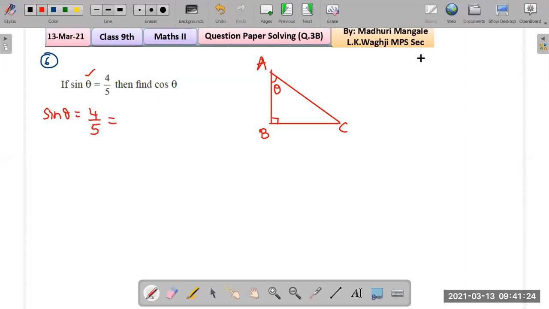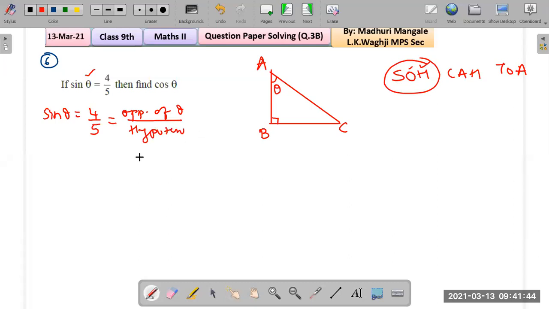But we know what sine is. It is SOH-CAH-TOA. Correct? So sine means opposite upon hypotenuse. So 4 is the opposite of theta, and that is O upon H, where H stands for hypotenuse. Correct? Also, for these types of questions, we have to use a common multiple.